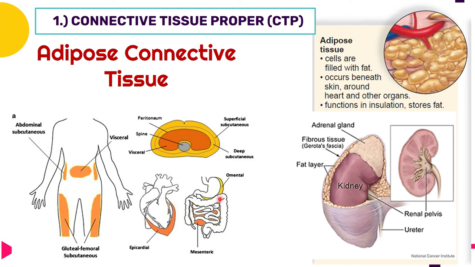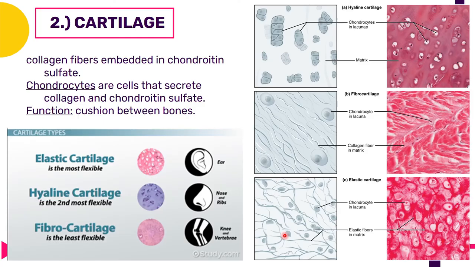And then that is all for the adipose connective tissue. So now let us proceed to another type of connective tissue. We have the cartilage. So cartilage is a type of connective tissue that are made up of collagen fibers. But this time, the collagen fibers are embedded or mixed in the substance called the chondroitin sulfate. That is why, as you can see here, these are examples of cartilage. So, ang cartilage diyan ay three types. We have the hyaline cartilage, we have the fibrocartilage, and we have also the elastic cartilage.